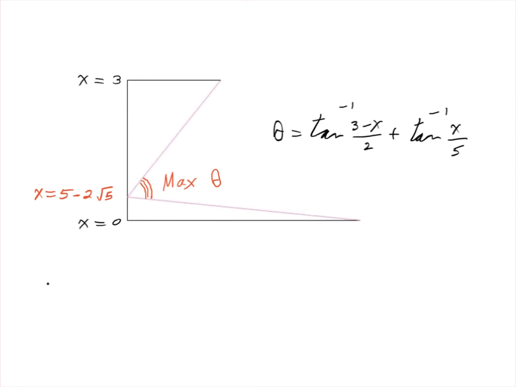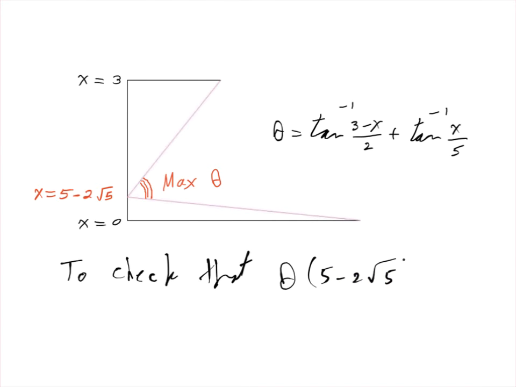To check whether it's a maximum or not, we're not going to do that, but we should know, because it takes a little bit of algebra, to check that theta of 5 minus 2 square root of 5, you see theta is a function of x, is a max or a min in this case, we use the second derivative test.